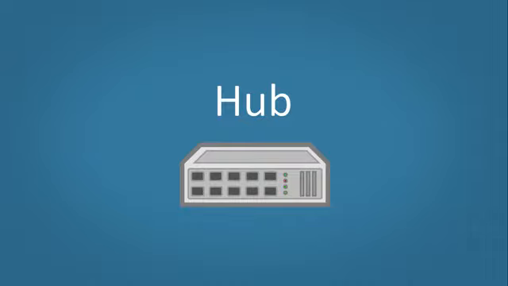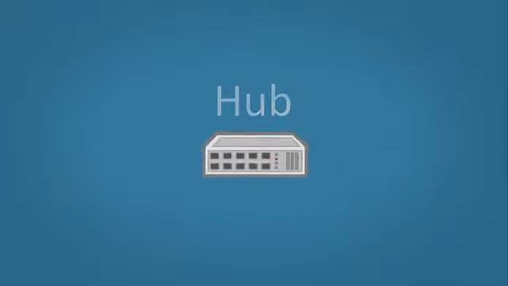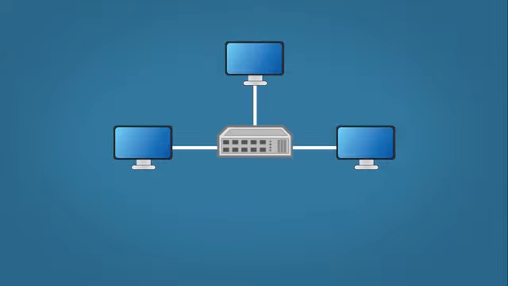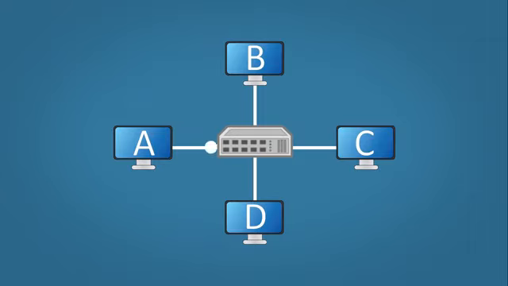Okay, first we'll look at a simple hub. A hub's job is to connect devices in your network together. Let's see how it works. Let's say host A sends some data to host C. When a hub receives the data, it repeats it out of every port except the receiving one. Host C gets the data, but so do hosts B and D, so they simply discard it.